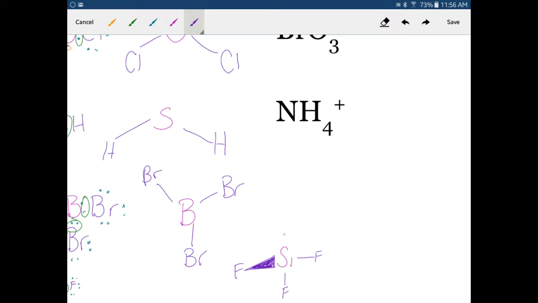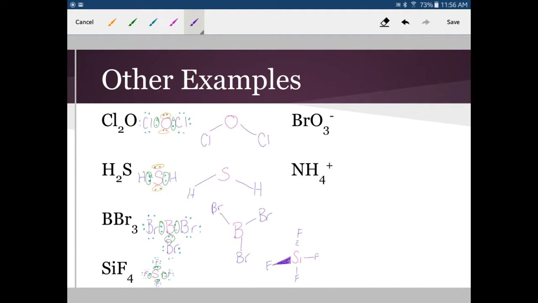Oops. Something like so for my tetrahedral molecule, tetrahedral shape. Again, 4 bonding pairs, no lone pairs, giving me a tetrahedral shape.